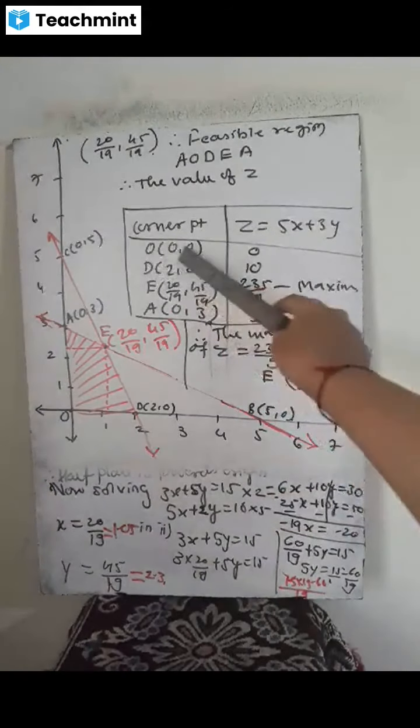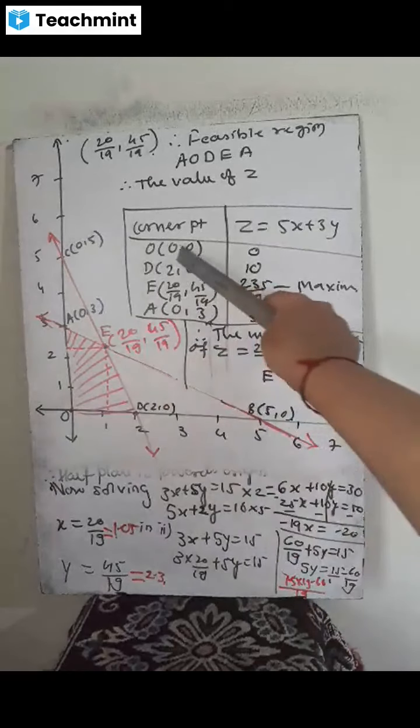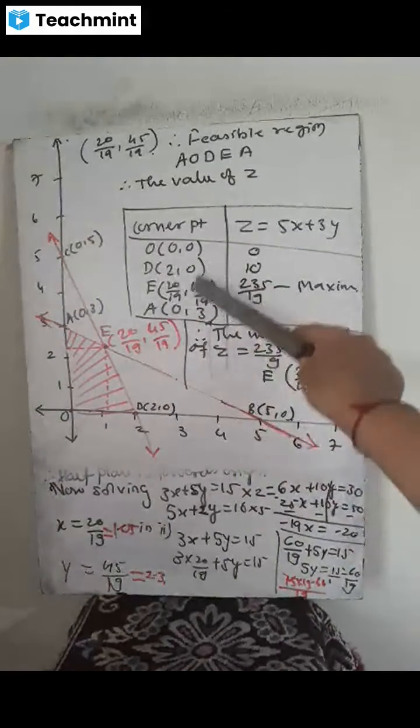So here it is 0. For O it is 0, 0. Then for D it is 2.